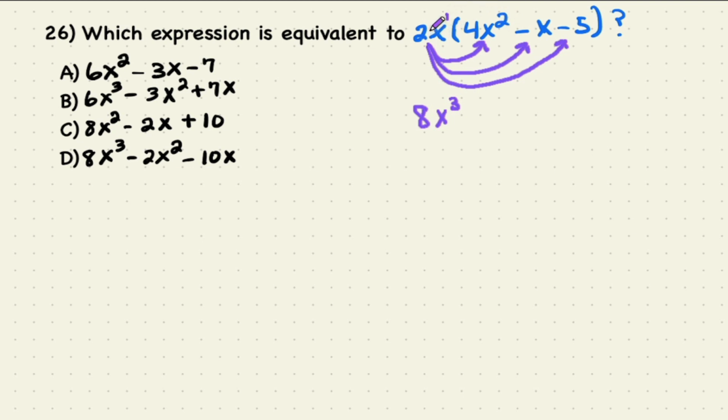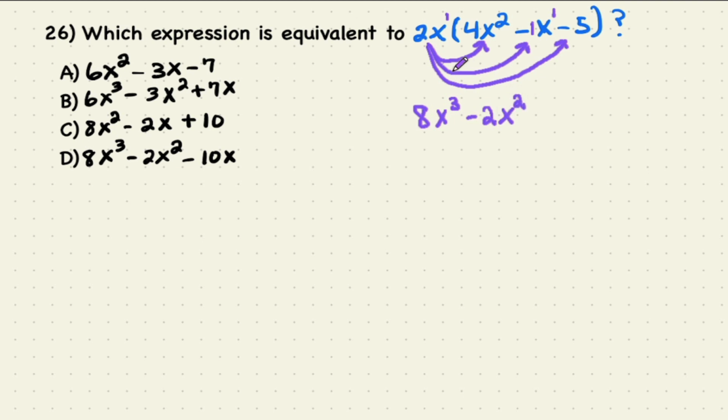Next, we're going to follow up by multiplying 2x times negative x. Remember, there's an unwritten 1 here. So 2x times negative 1x. So notice there's an unwritten 1 here because it's understood that is 1, right? When you're saying negative x. So 2 times negative 1 is negative 2. We have the exponents that we're going to add together. 1 plus 1 is 2. So therefore, this is negative 2x squared.